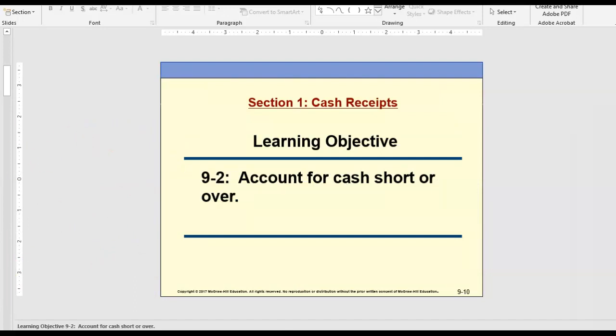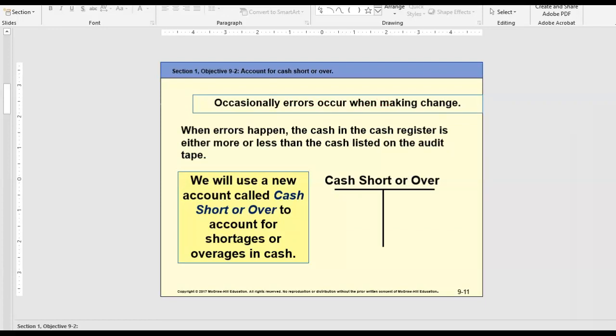Let's go ahead and look at cash short and over. What this means is sometimes the cash account has mistakes. And we have an account now called cash short and over. So when there's an accounting error in the cash account, this new account accounts for shortages and for overages. If your cash comes up short, it goes on the debit side. And if your cash is over, it goes on the credit side. So short on this side, over on this side, which makes it nice because the word is already above the side that it belongs on, which is awesome.